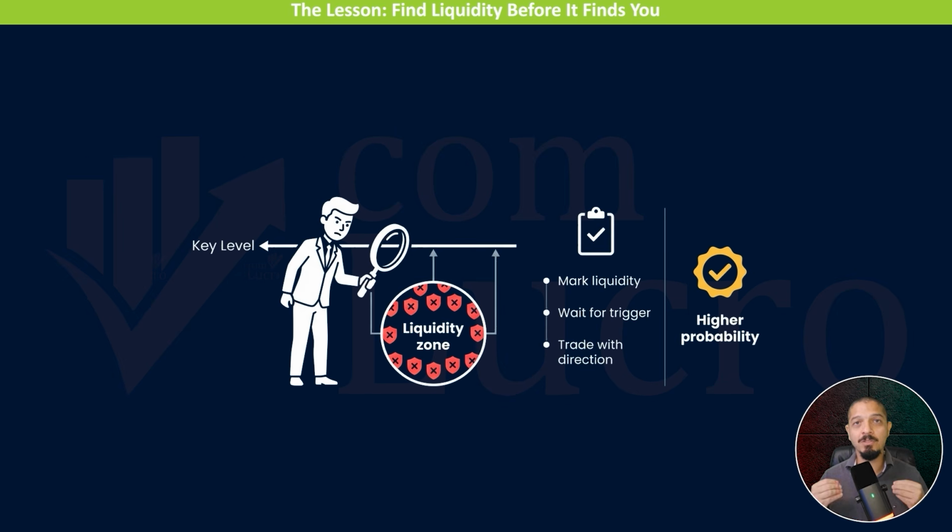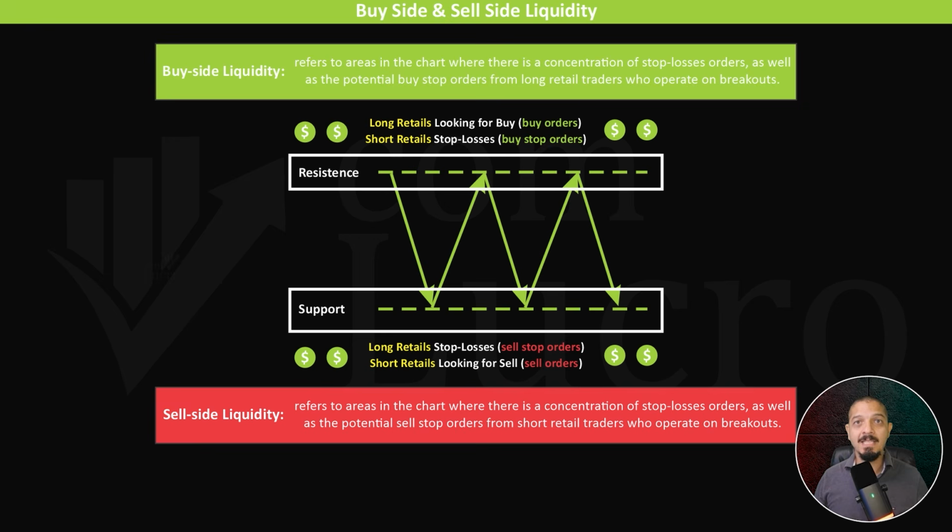Now that we understand how liquidity works, the next step is to see where it forms on the chart. Because in real market conditions, liquidity is not random. It builds in specific locations known as buy-side and sell-side liquidity. So what exactly is buy-side and sell-side liquidity, and where does it form in the market?